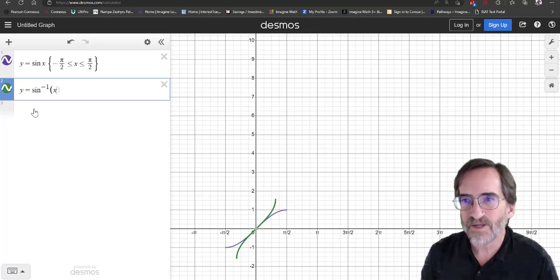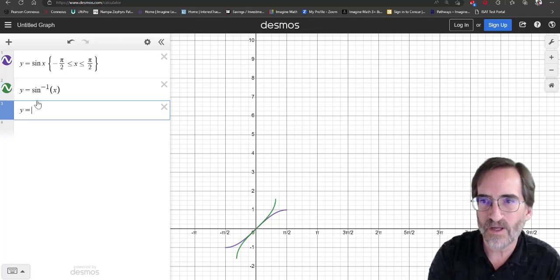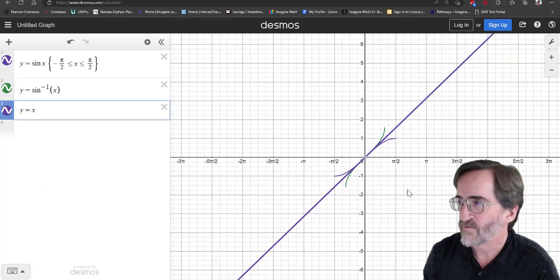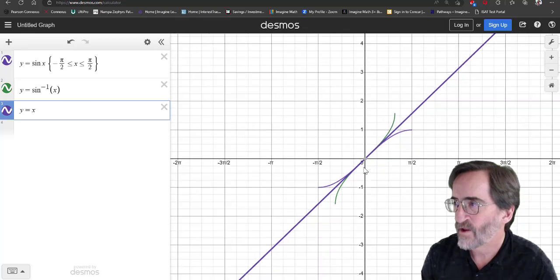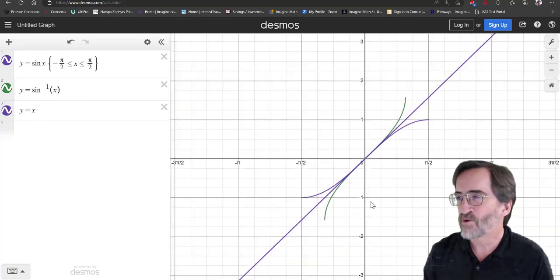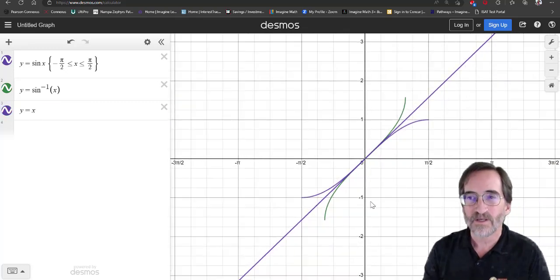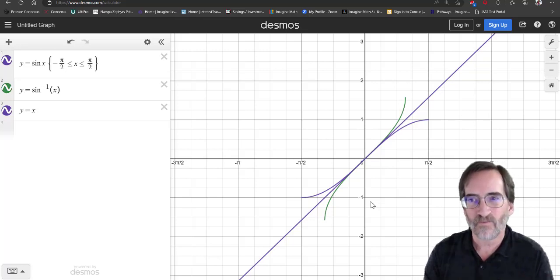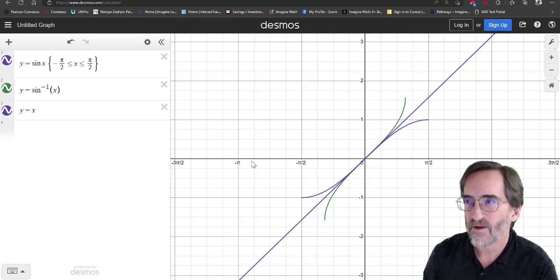Okay, and there's that symmetry we expected, y equals x. There's the diagonal line. Zoom in a little bit on that. And so we can see that works, but we had to restrict the domain so that when we flipped it, it fit.